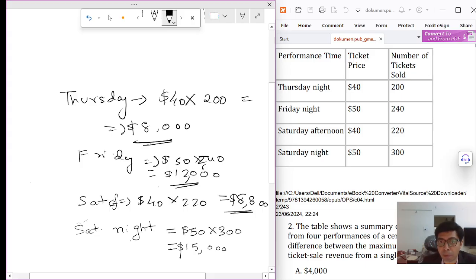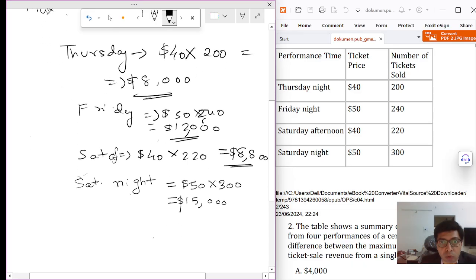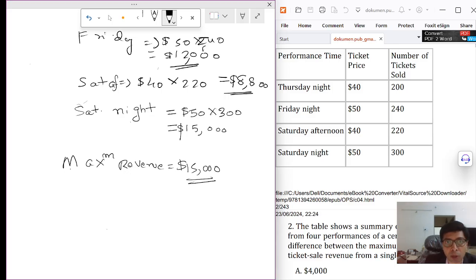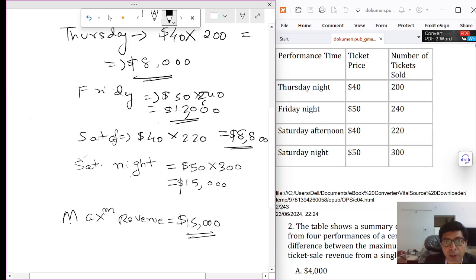It says what is the maximum and minimum. So what is the maximum ticket sales out of that? If we look into 8,000, 12,000, 8,800, 15,000, the maximum revenue will be $15,000 out of the four. The four are 8,000, 12,000, 8,800, and 15,000.